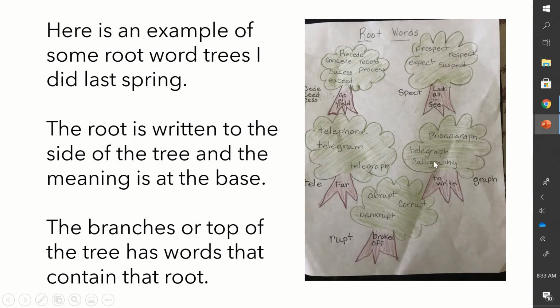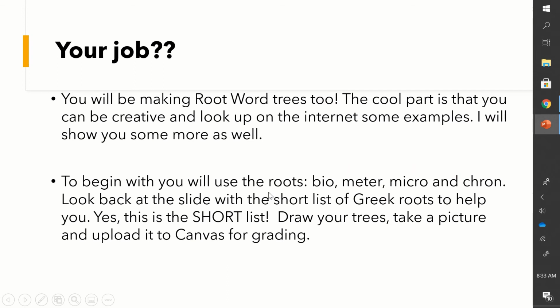So your job this week is to make some root word trees. The cool part is that you can be creative. You can look on the internet for some examples. If you have a printer at home, you can actually look up and print some black and white copies of base trees that you can do, or you can just draw your own. And I'm going to show you a few more examples in just a minute.